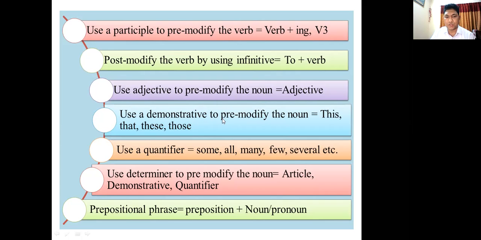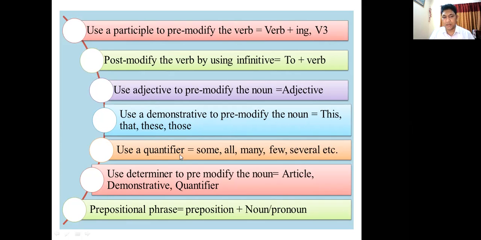When you are asked to use demonstrative to pre-modify the noun, you have to use this, that, these, those. You know that this is used as singular number in present tense, and that is used as singular in past tense. These is used as plural in present tense, and those is used as plural in past tense. So in such cases you have to use this, that, these, those.